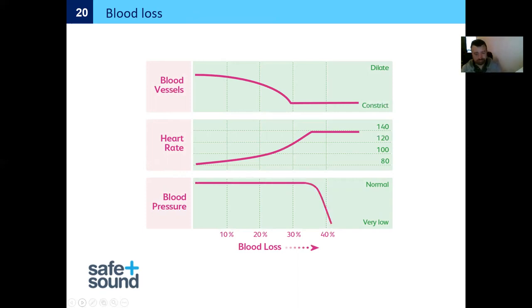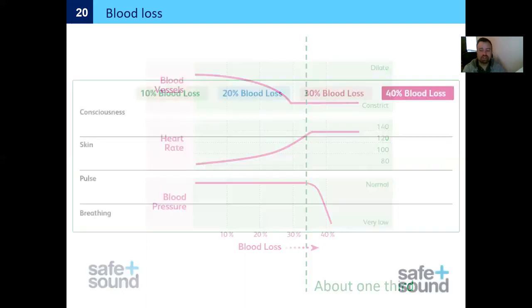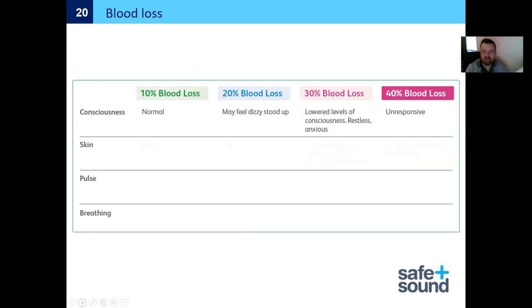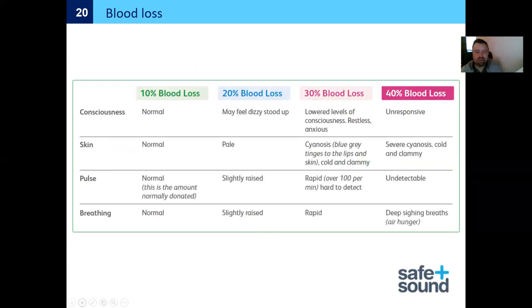And then blood pressure, we know it should be about 120 is the average, but from a clinical point, we're not that worried between 111 and 219 from a MEWS score point. So that's from our MEWS scoring. But again, with blood loss, the blood pressure will drop. So blood vessels will contract, go small, heart rate's going to start to go up, and blood pressure starts to drop. So here, it gives you an idea of what that looks like.